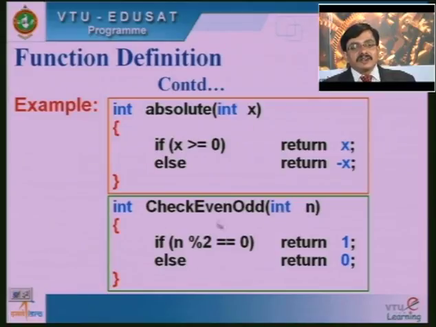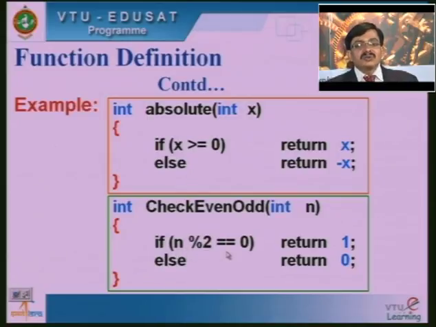So, in the function body, as the parameter list, here we specify the formal arguments. N is a formal argument, or the formal parameter, and here x is a formal argument or the formal parameter. Now, the return type of the function check even odd is also integer type. What exactly is this function doing?